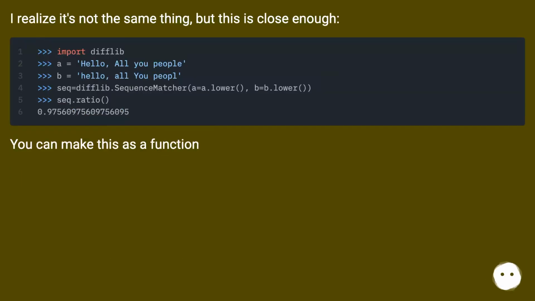I realize it's not the same thing, but this is close enough. You can make this as a function.